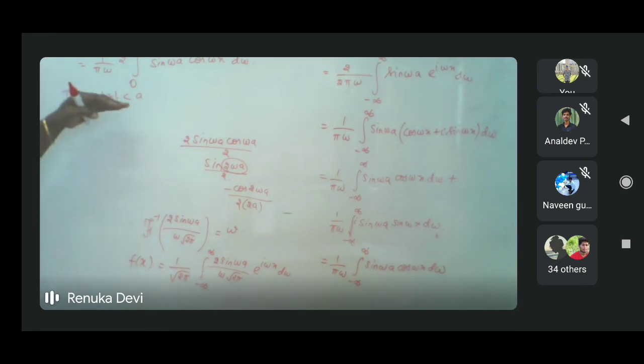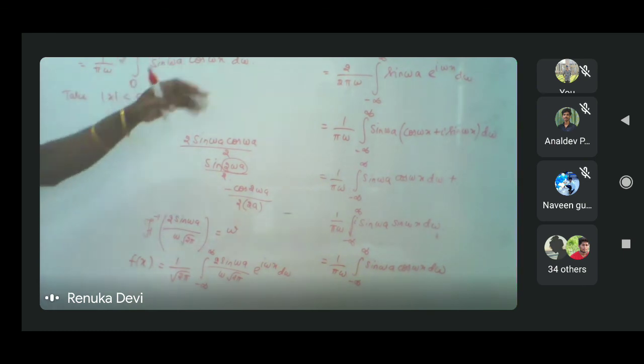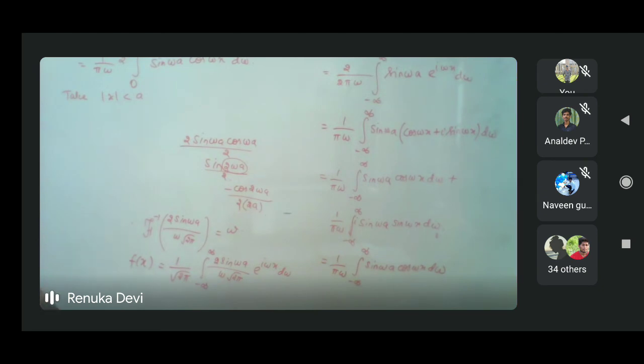If modulus x is less than a, what will be the value? That is our request. We have to integrate with respect to W.